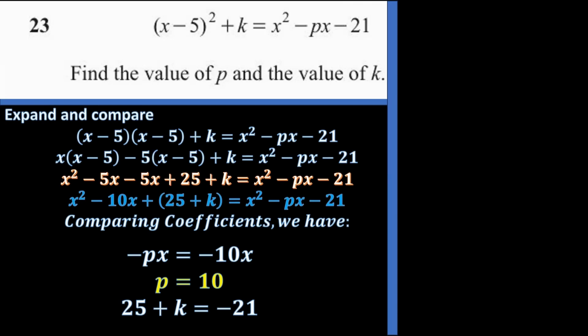Again, don't forget that for the expression at the left, our constant term is 25 plus k. So I equate it to minus 21. That gives me k equals minus 21 minus 25, and that gives us k equals minus 46. And so we've been able to find the value of p and the value of k. P is 10, k is minus 46, okay?